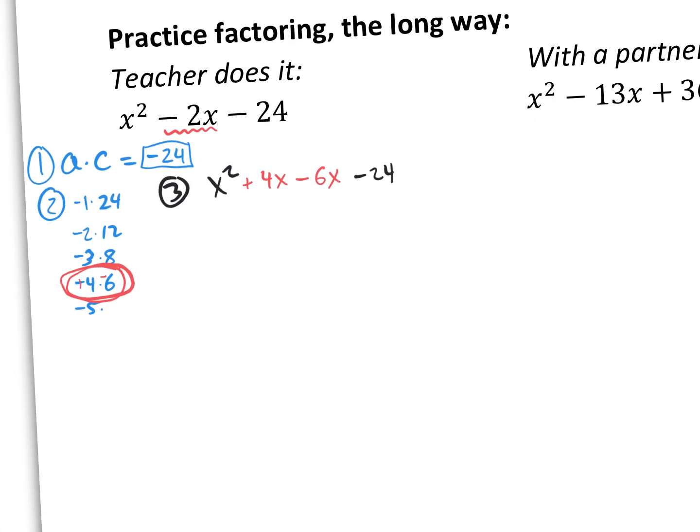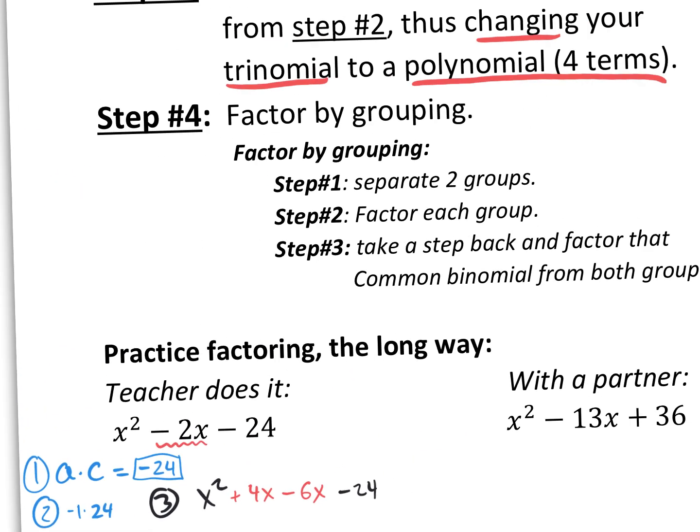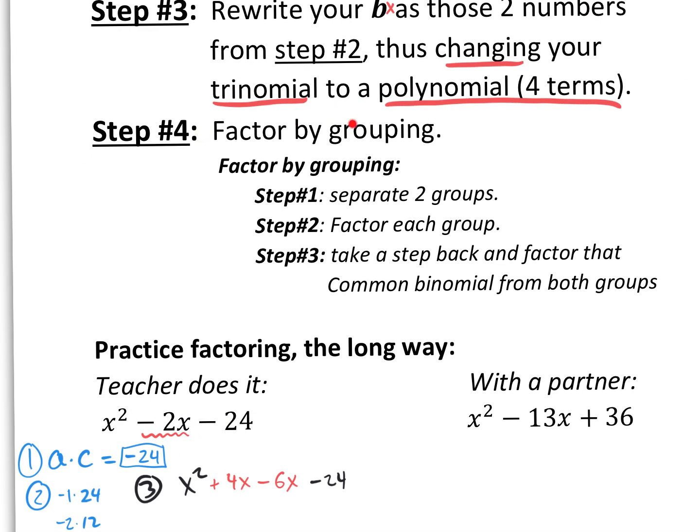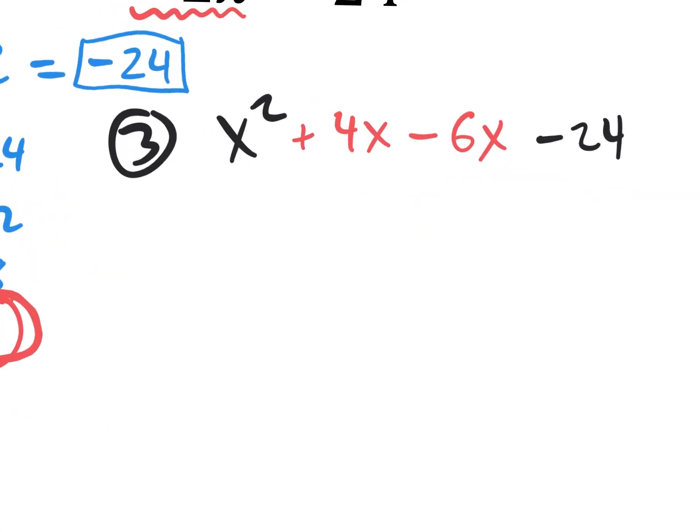Now you're probably thinking, why the heck would I want to change a trinomial into a 4-term polynomial? That looks even harder. It looks crazier. The truth is because last week we already learned how to factor by grouping, and that's with 4 terms. So that's what we're going to apply right here. Our 4th step says factoring by grouping. And if you forgot that from last week, step 1 is separate into 2 groups. Step 2, factor each group. Step 3, pull out that common binomial, right? So let's do that with these 4 terms.